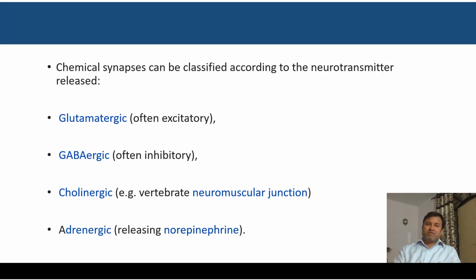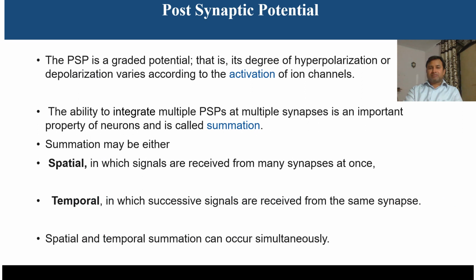Chemical synapses can be classified according to the neurotransmitter released. If the neurotransmitter is glutamate, the chemical synapse is called glutamatergic. If the neurotransmitter is GABA, then the chemical synapse is called GABAergic. If the neurotransmitter is acetylcholine, then the synapse is called cholinergic synapse. If it is norepinephrine or adrenaline, then it is called adrenergic synapse.